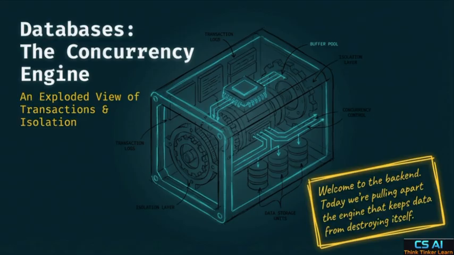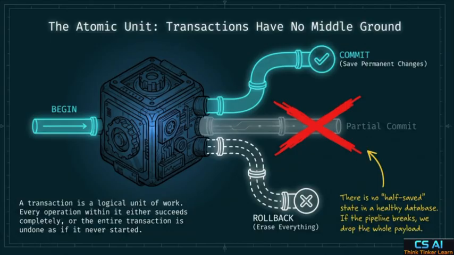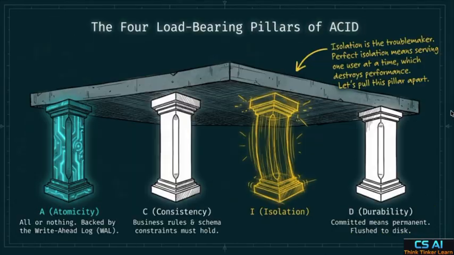Now, let's pull apart the engine that keeps your data from destroying itself. Okay, the transaction is an atomic unit of a database. And in a healthy system, there is absolutely no middle ground. Your operation within a begin and a commit block either succeeds completely or is rolled back as if it never started. If the pipeline breaks halfway through, we erase everything. There's no such thing as a half-saved state in a production-grade database. It is a binary reality. Either the whole payload is permanent or none of it is.